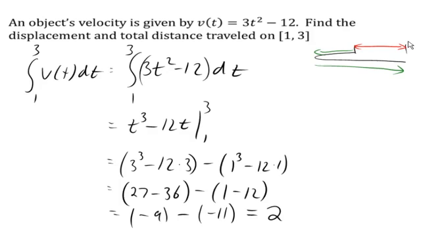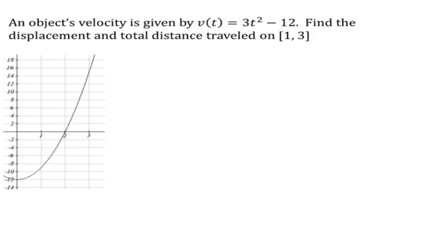So now let's take a look at total distance traveled. For that, it might be helpful to look at a graph of our velocity function here, and we'll notice that my velocity starts negative, but then turns positive. So from 1 to 2, during that first second, my velocity is negative, which means I'm going to be moving backwards. And during that next second, my velocity is going to be positive, so I'm going to be moving forwards.